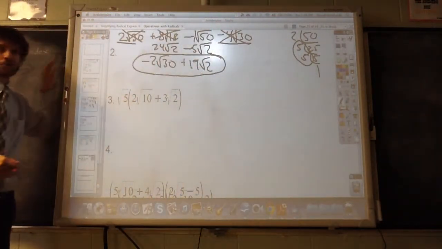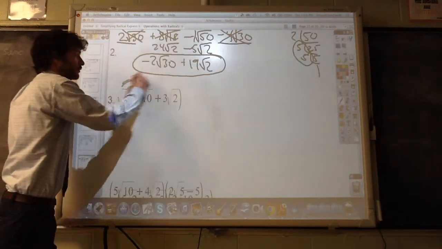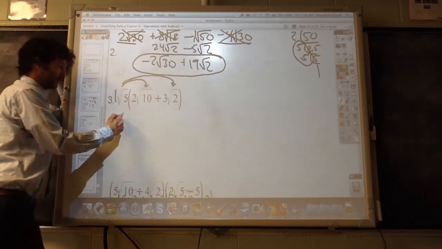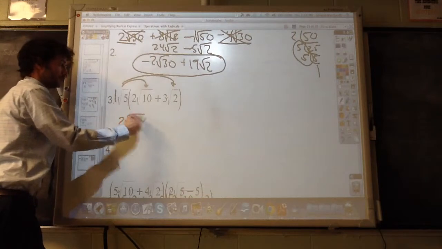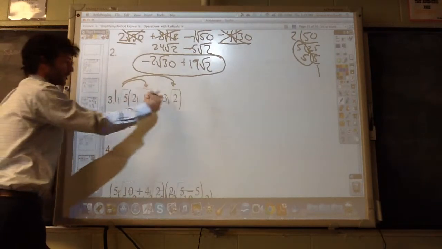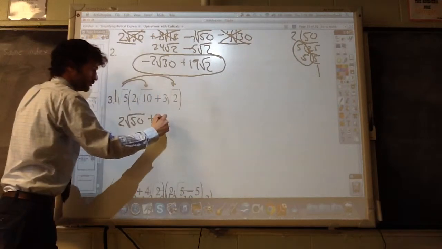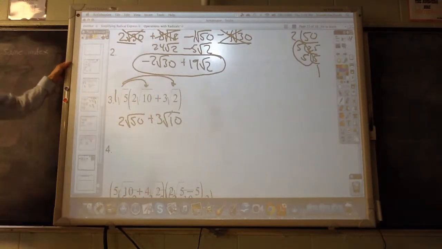So this is not a FOIL problem. What do I need to do here? Distribute. Just distribute, right? So 1 times 2 on the outside is 2, and 5 times 10, square root 50. Excellent. 1 times 3, 3. Square root of 5 times square root of 2, square root of 10. Now I would want to simplify if possible.